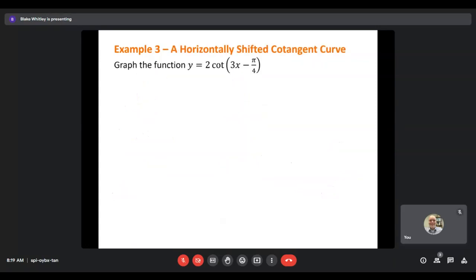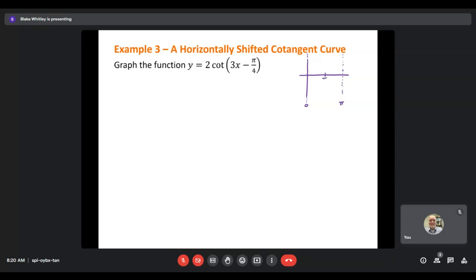All right, so now we're looking at a cotangent graph. Well, first thing I'm going to do, I'm going to go ahead and sketch our parent function just so we remember what that looks like. So for cotangent, remember our first asymptote was at 0. Our other asymptote is at pi.